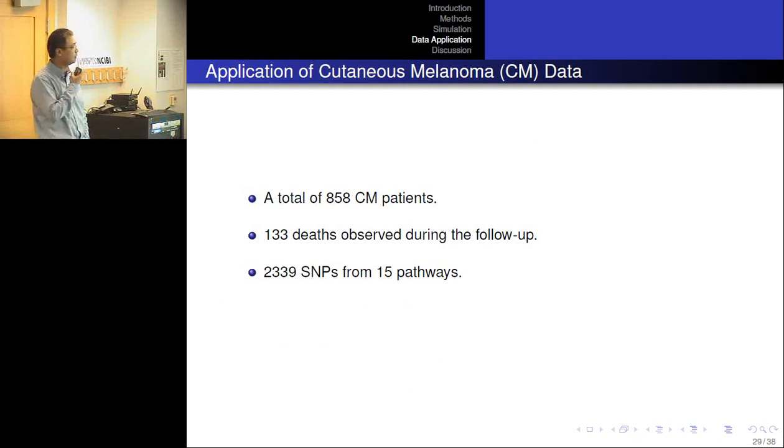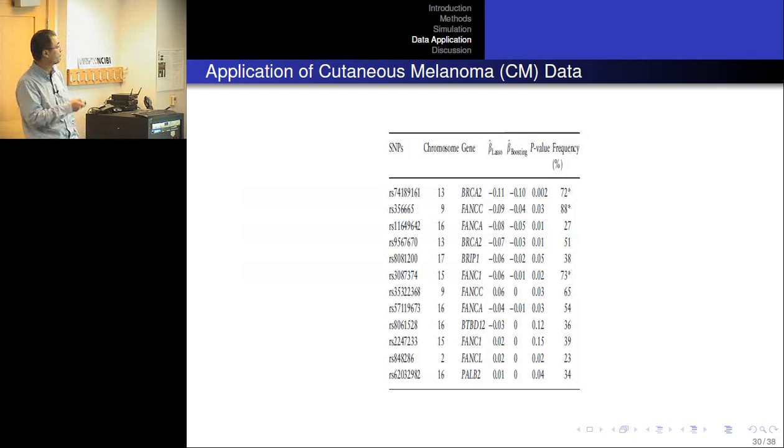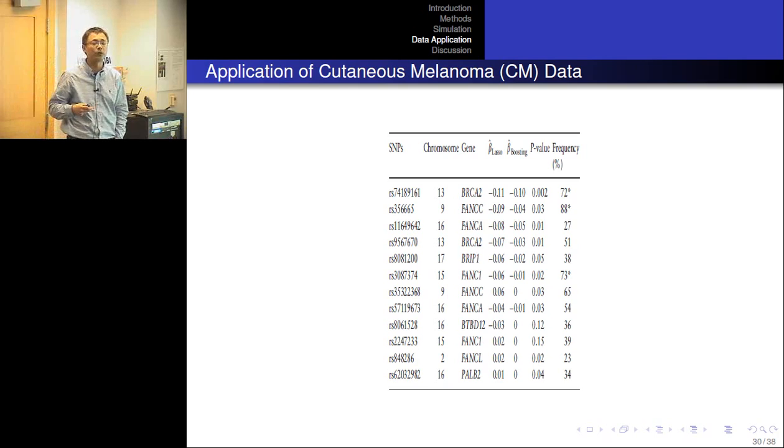For the data application, we tried a data set called CM. It's a skin cancer data set. We have a total of more than 800 CM patients, and more than 100 patients died during the follow-up period. We have more than 2,000 SNPs from 15 different pathways. First we tried Lasso, and Lasso selected 25 signals from this data set. Then boosting selected 7 predictors. And finally, stability selection selected 3 variables from this set of variables.